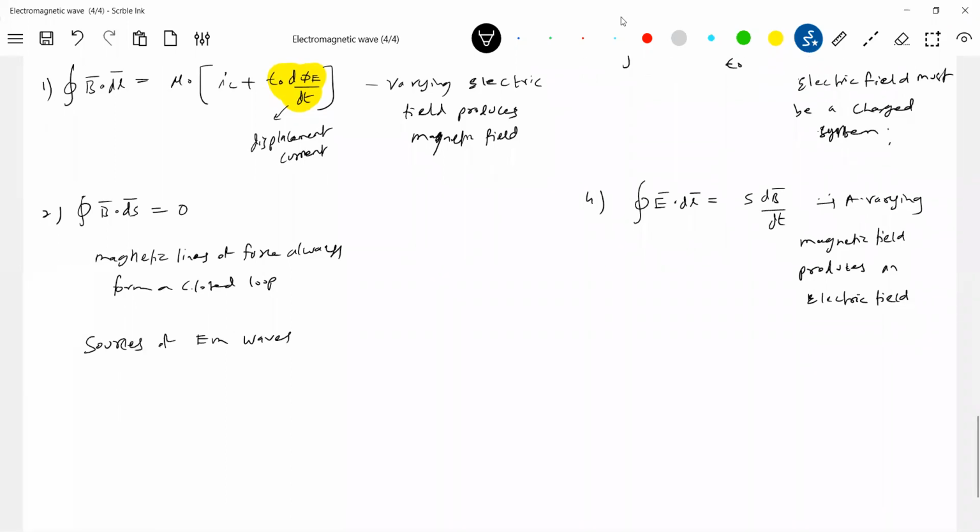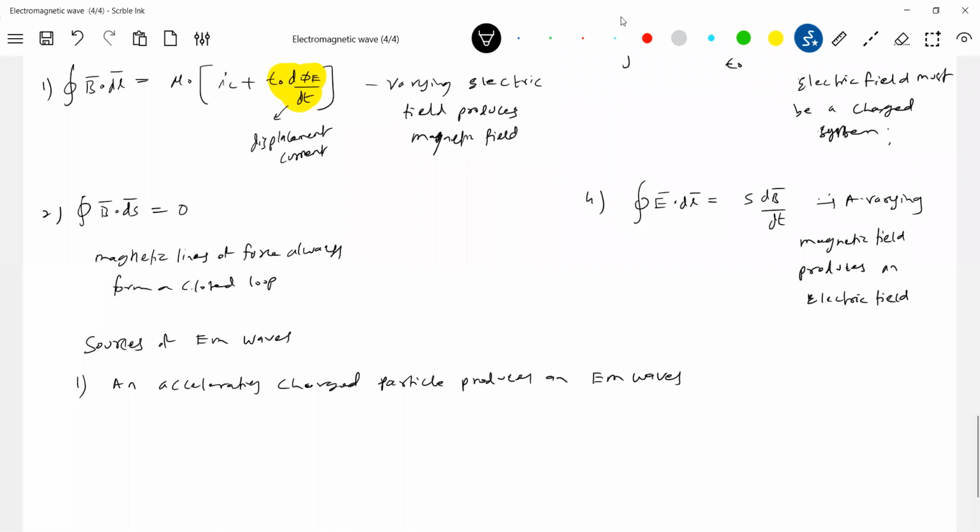What are the sources of EM waves? What it's telling is, if a charged particle accelerates, it will produce an EM wave. So the first one is an accelerating charged particle. An accelerating charged particle produces an EM wave. So what is this?